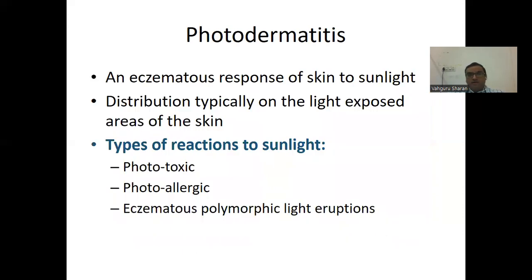What is photodermatitis? It is an eczematous response of the skin to sunlight, typically distributed on the light exposed parts of the skin. There could be three types of reactions to sunlight. It could either be phototoxic, photoallergic, or eczematous polymorphous light eruptions.